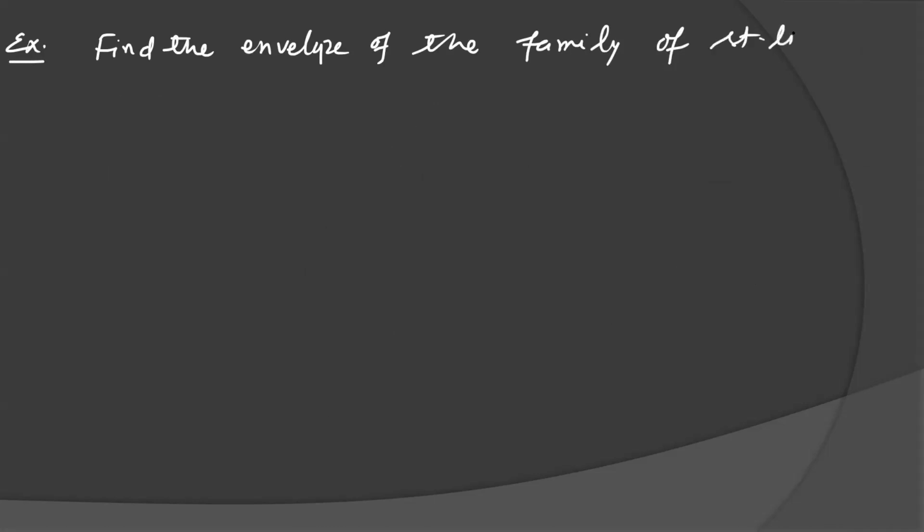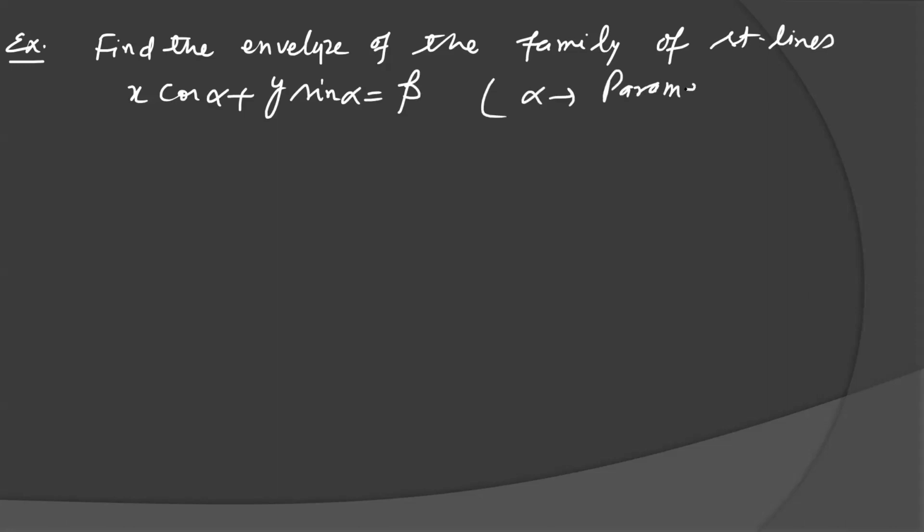Find the envelope of the family of straight lines x cos alpha plus y sin alpha equal to p, where alpha is parameter. So again, this is the one parameter. Now we have to eliminate alpha.